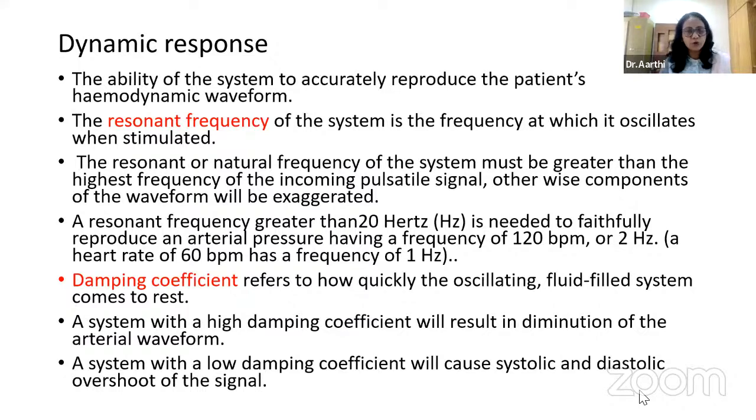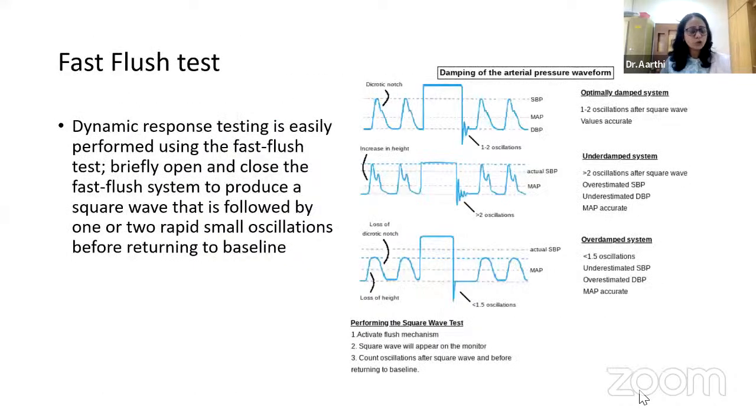So what is the damping coefficient? Damping coefficient refers to how quickly this oscillating arterial fluid-filled system comes to rest. A system with a high damping coefficient will diminish the arterial waveforms, and a system with a low damping coefficient will exaggerate the signals. So how do we assess the dynamic response of an arterial system? We use a fast flush test. A fast flush test is to briefly open up the fast flush system to produce a square waveform. You can see the diagram there.